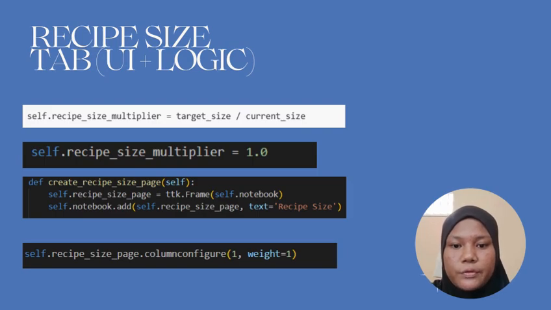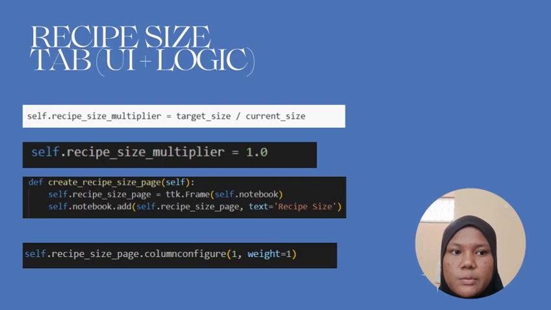So today I will explain about the recipe size tab UI plus logic. So first, the UI is the user interface to create the recipe size page. So for the current recipe size, it's an entry box where the user inputs the original number of servings the recipe makes, and the default is 1. So for the target recipe size, an entry box where the user inputs how many servings they want to prepare, and the default is 1.